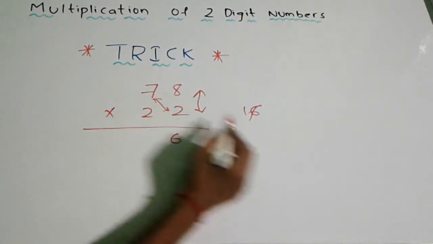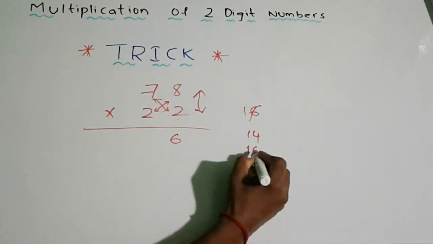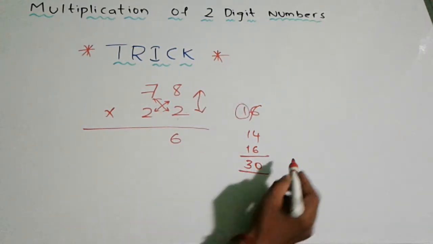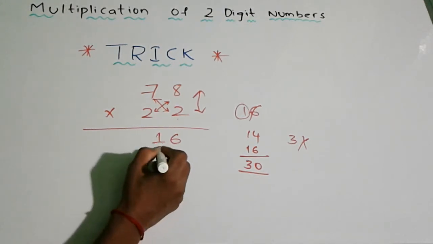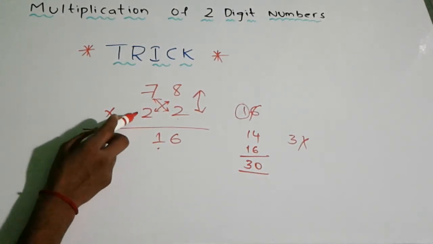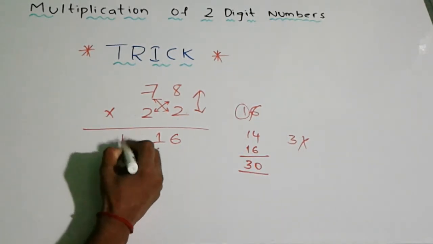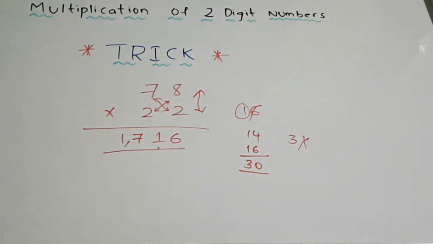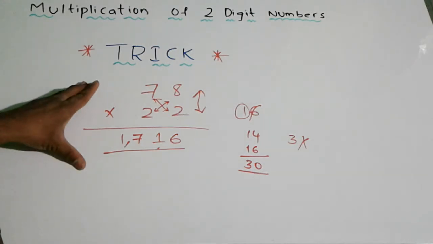So 2 7s are 14 and 2 8s are 16, right? So total 30. Here we have 1 also, so total 31. So 1 has to be written over here. And 2 7s are 14, here 3, so total 17, right? So this is the answer. In this way you can calculate any two-digit number within 4 seconds.